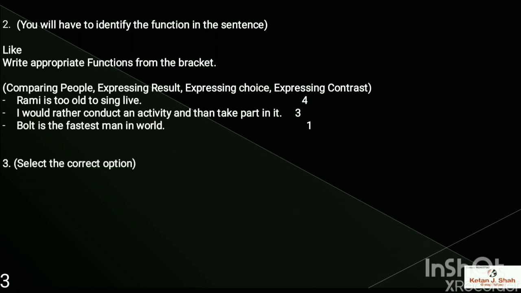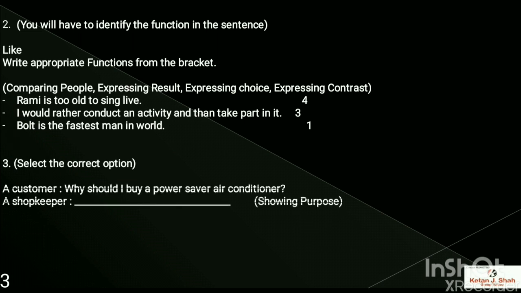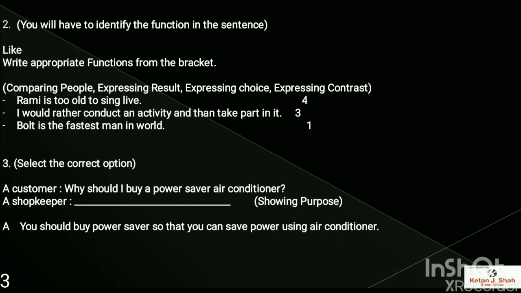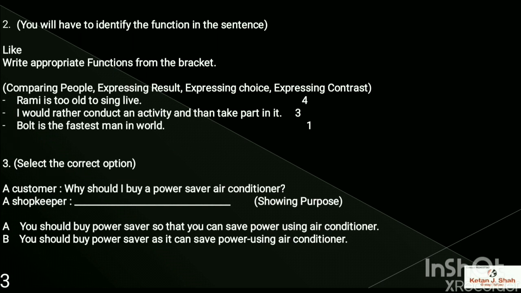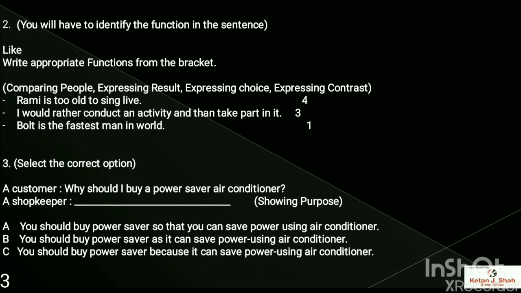Now select the correct option. It will be like an MCQ. A customer: why should I buy a power saver air conditioner? A shopkeeper: dash dash dash, showing purpose. A, you should buy power saver so that you can save power using air conditioner. B, you should buy power saver as it can save power using air conditioner. C, you should buy power saver because it can save power using air conditioner. And D, power saver can save power so you should buy power saver.